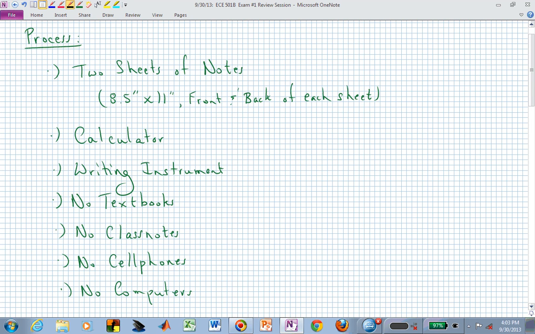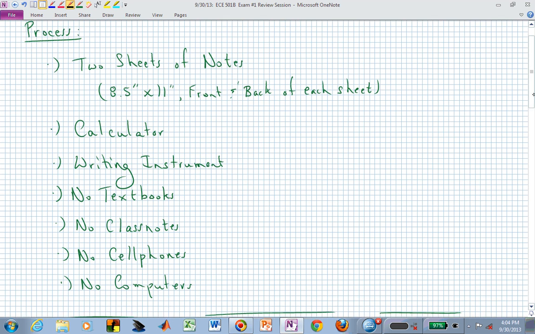The process is listed here. You will have 2 sheets of notes. Those are normal size sheets, 8.5 inches by 11 inches, but you can put material on the front and back of each of those sheets. You can bring a calculator and something to write with, but that's all you should be bringing to the exam: 2 sheets of notes, a calculator, and something to write with. You won't be allowed the textbook or any class notes, no cell phones, and no computers.